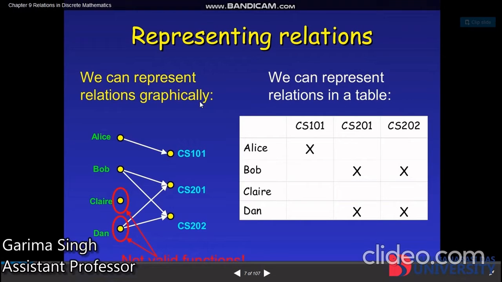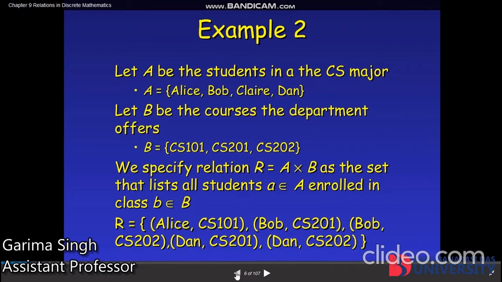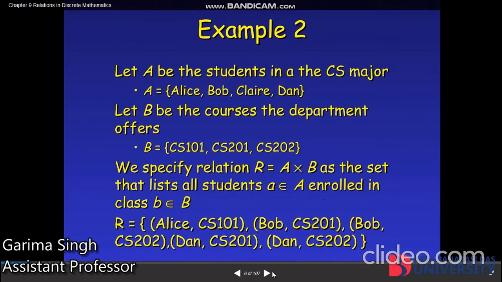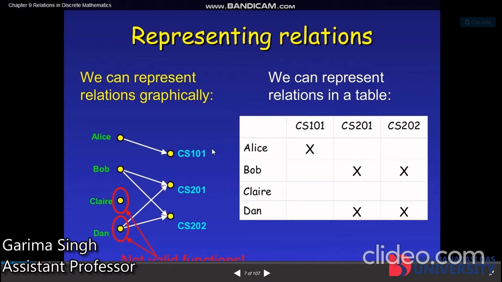You can use a graphical representation or you can use a tabular representation. If talking about a graphical representation, this is the representation of this set. This is the set representation. We are representing a relation in the form of a set, and the same is represented in the form of a graph and in the form of a table.